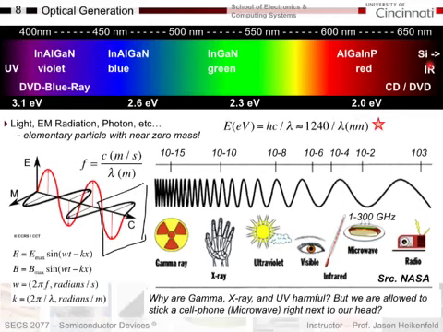Please remember that the visible spectrum is just a tiny, tiny part of a larger electromagnetic spectrum, which goes all the way from radio waves with very long wavelengths, and this is in meters, to gammas and X-rays with very short wavelengths over here and very high energies.